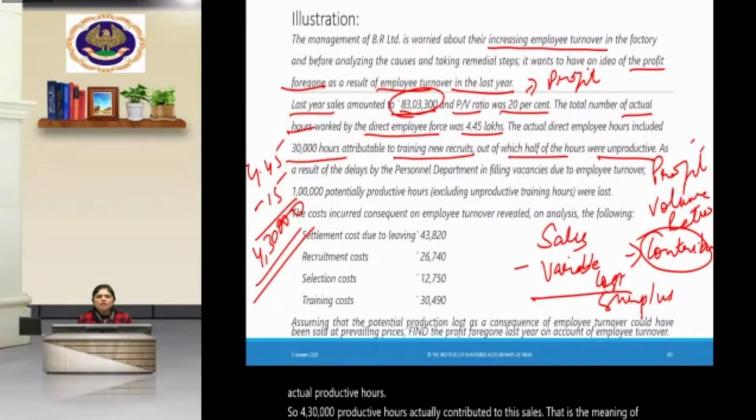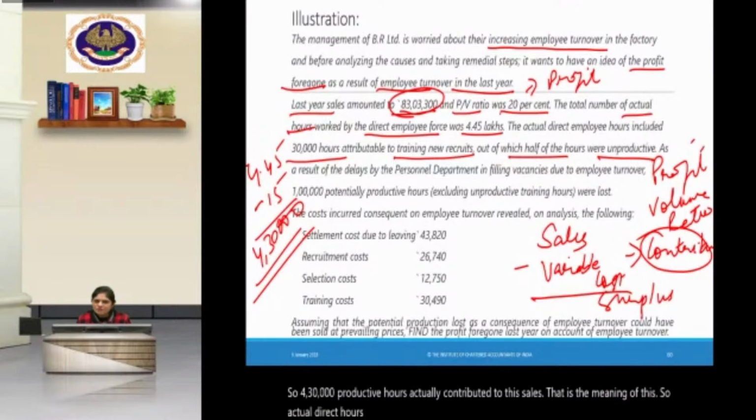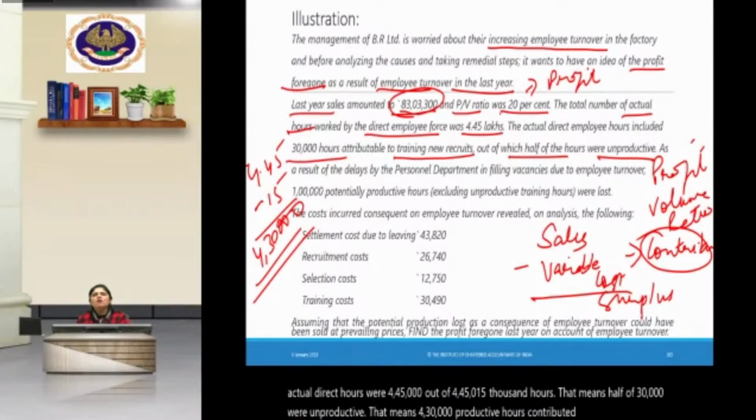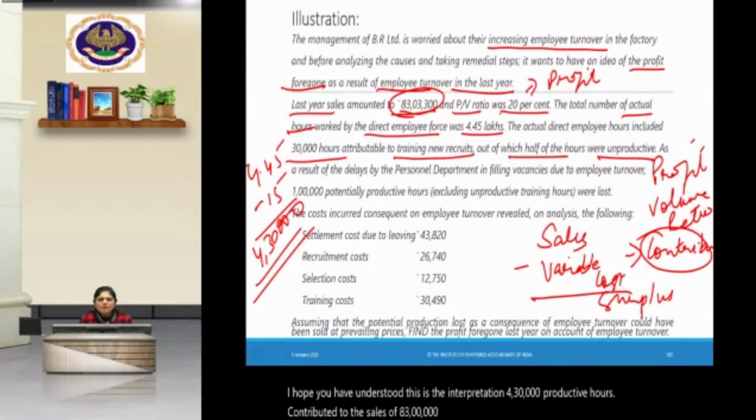So actual direct hours were 4,45,000. Out of 4,45,000, 15,000 hours, that means half of 30,000, were unproductive. That means 4,30,000 productive hours contributed to the sales of 83 lakh. I hope you've understood this. This is the interpretation: 4,30,000 productive hours contributed to the sales of 83 lakh last year.